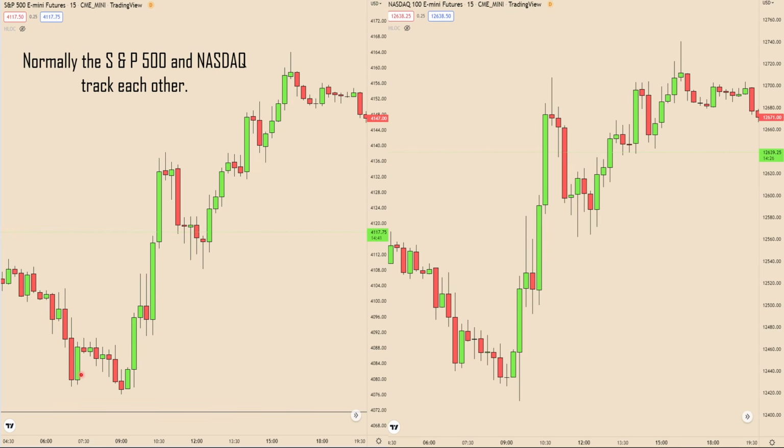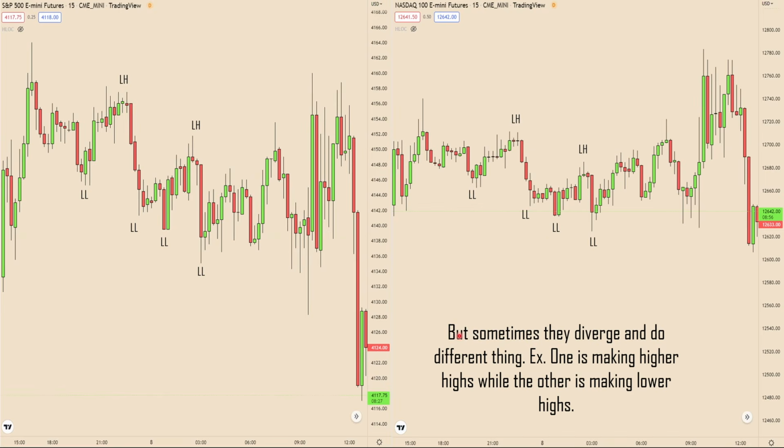Normally, the S&P 500 and NASDAQ track each other, as you can see right here. You can see this by looking at market structure: lower lows, lower lows, lower lows, lower lows, higher high, higher high, higher low, higher low. They aren't perfect, but the structure is similar. But sometimes they diverge and do different things.